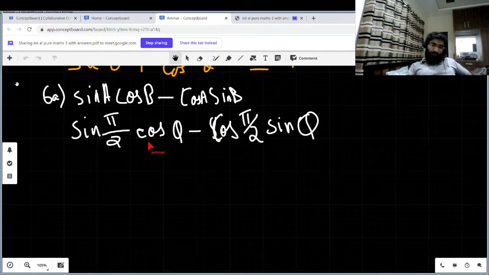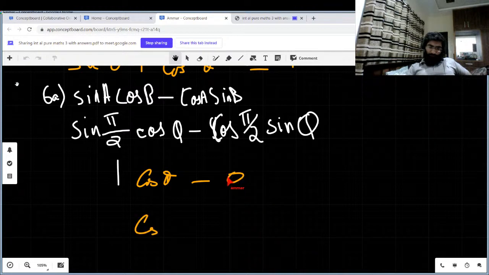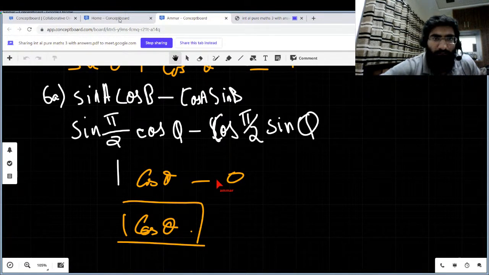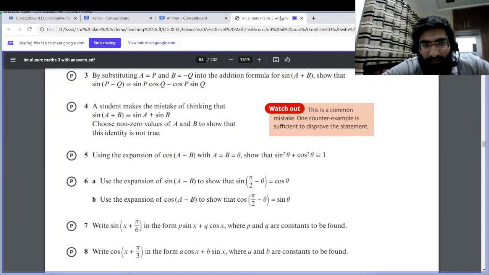So sine pi by 2 is 1, so what's left would be cos theta minus cos pi by 2, which is 0, so multiplied with that it will become 0, so the answer would be cos theta. Wow, that's smart. Nice. Okay, next one quickly.